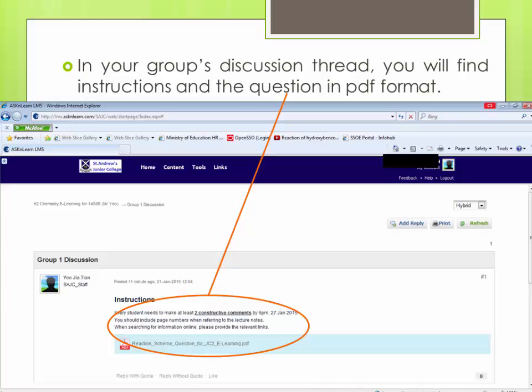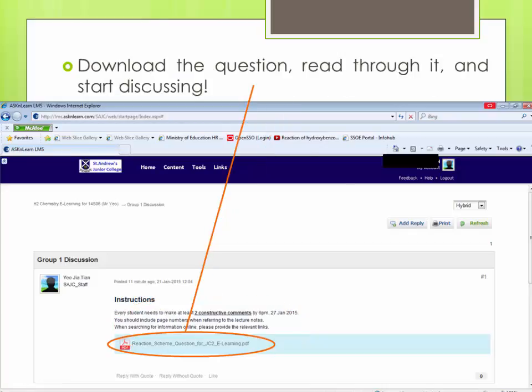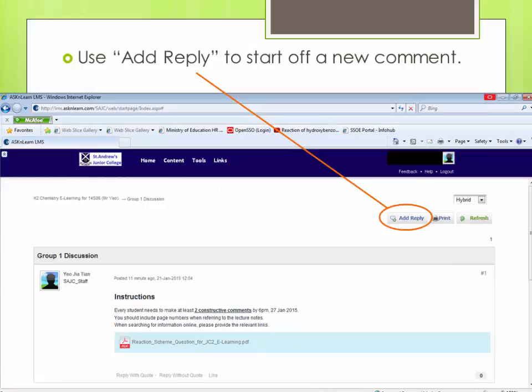When you click on that, you will see the question that you are supposed to do. This question is in a PDF format. Also, there will be certain rules and regulations with regards to the forum usage, which is written down here. So there will be a question and there will be something for you all to discuss.